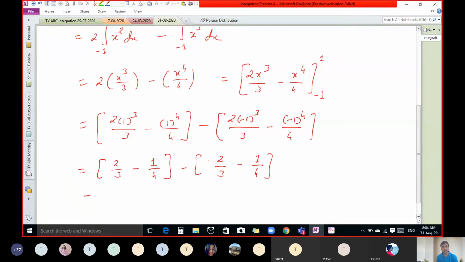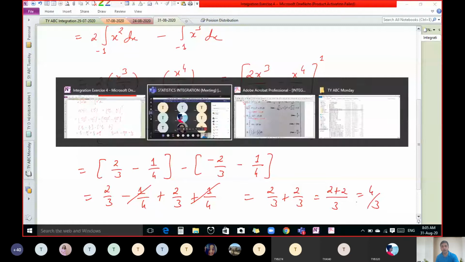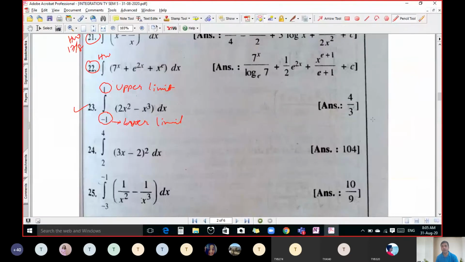Now once again open the bracket. So it is 2 by 3 minus 1 by 4, and if you open the bracket, the sign will change. So we get plus 2 by 3 plus 1 by 4. The minus 1 by 4 and plus 1 by 4 cancel. So we get only 2 by 3 plus 2 by 3. Taking 3 as LCM, we get 2 plus 2, that means 4 by 3. So 4 by 3 is our final answer for question number 23.